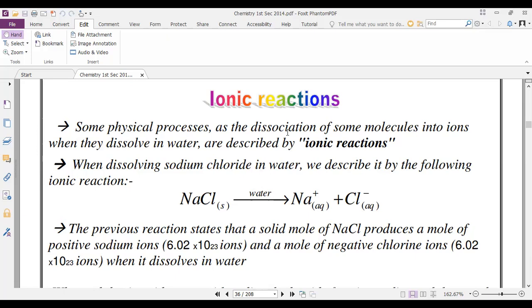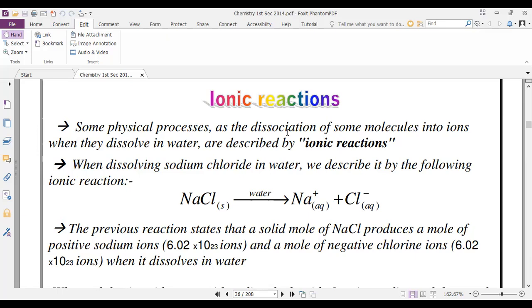Yes, let's complete. Okay, so ionic reaction. What's meant by ionic reaction? Some physical processes, such as the dissociation of some molecules into ions when they dissolve in water, are described by ionic reaction. So this ionic reaction is expressed by a reaction of substances that can be dissolved easily in water. They must dissolve completely in water to produce ionic reaction.